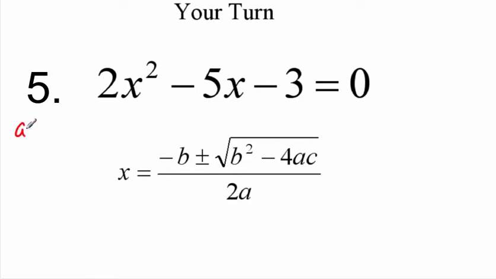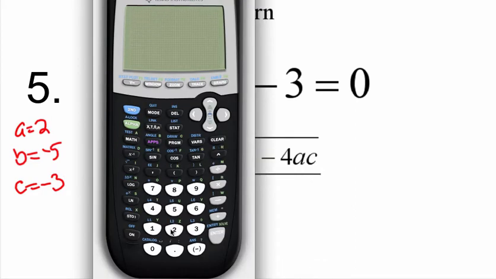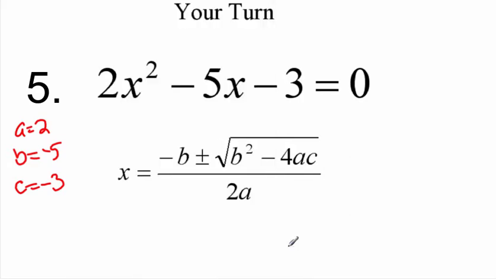Alright, so hopefully you got A is 2, B is negative 5, and C is negative 3. So pulling up the calculator, I'm going to do 2 store A, negative 5 store B, and negative 3 store C. And then I'm going to pull up my b squared minus 4ac, and I get 49.